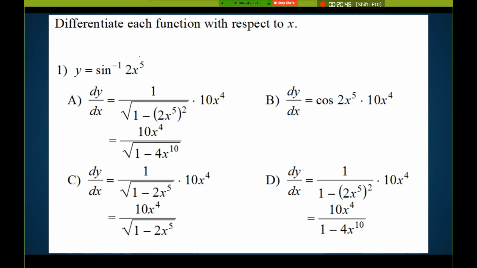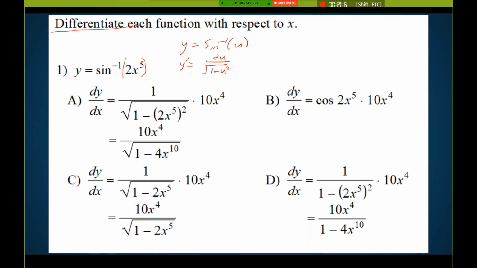So if I want to differentiate arc sine of 2x to the fifth power, that's the arc sine of u. So if I derive it, I'll get du over square root 1 minus u squared. So my derivative of u, the inside function, would be 10x to the fourth power. That's my chain rule part. My inside part is 2x to the fifth power. So I'm going to see which one matches.